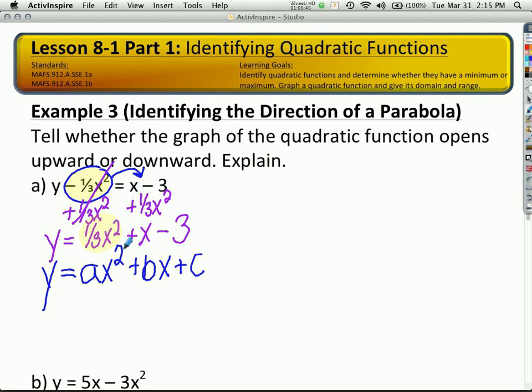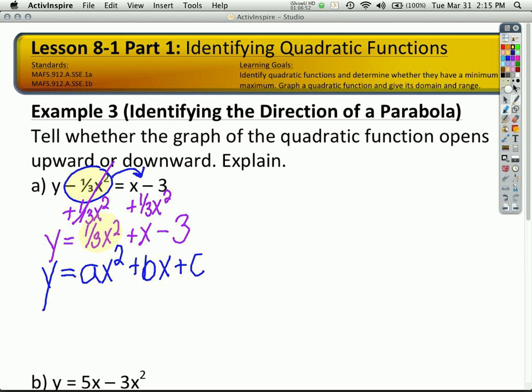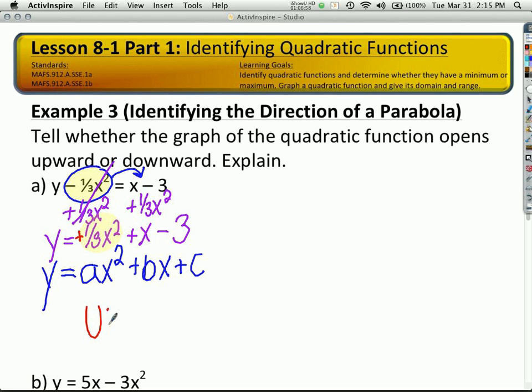So now, Andrew, what do you say? It's going to open upwards because this is positive. So this function is going to open upward because A is positive. You have to make sure it's in standard form before you proceed. Anyone have any questions about that?